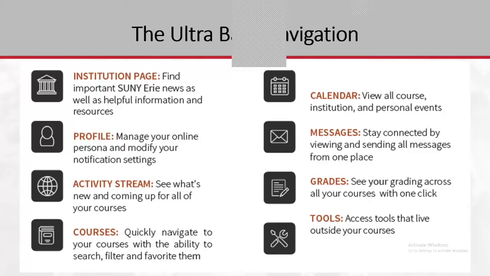Next is the activity stream. You can use this as a quick, at a glance, look at what's coming up in your courses. We still recommend that you check your classes regularly. Every class, make sure you go in and you're familiar with the course layout and everything, but the activity stream is nice for being able to see what assignments are coming up. Courses is self-explanatory. That is where you click to get to your classes. Calendar, where you can view your course due dates and ECC events.